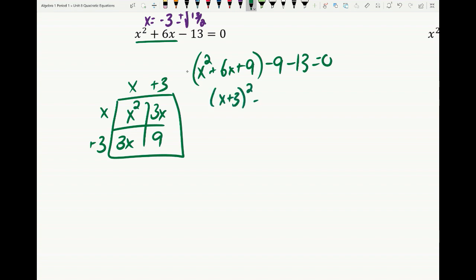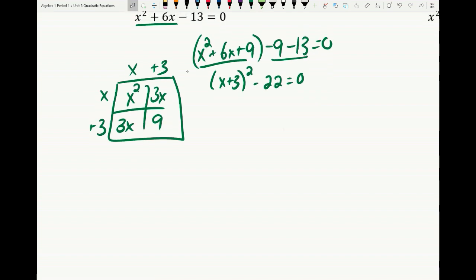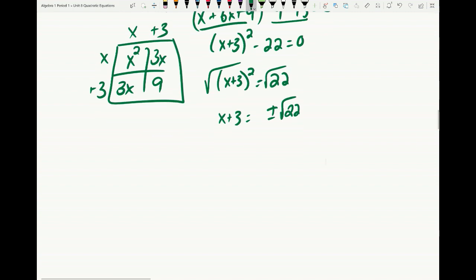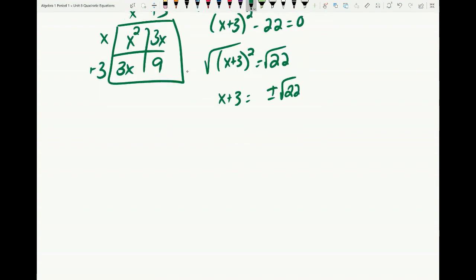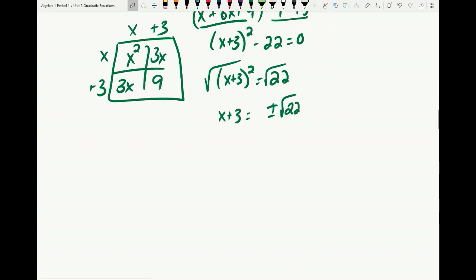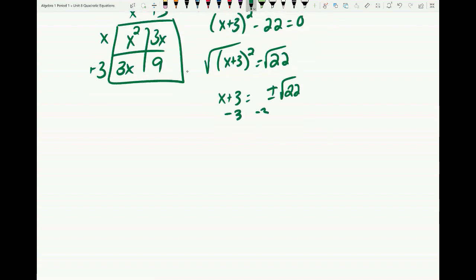And then you factored. Factor those three, combine those two. And now it's time for inverse operations. X plus 3 squared equals 22. We take the square root. But remember, when you take the square root, you throw a plus or minus in front of that. And subtract. Oh, did I subtract right there? Yes. I can do math, I promise.